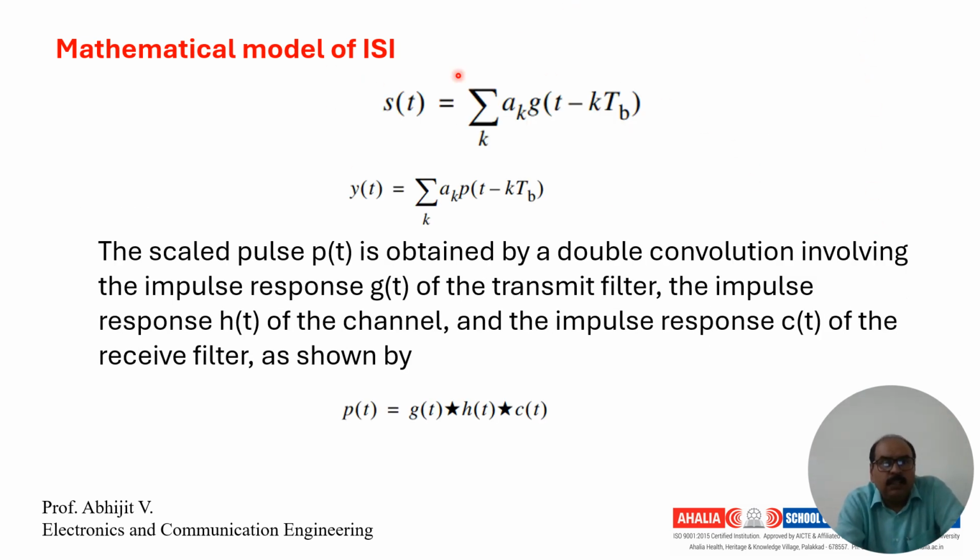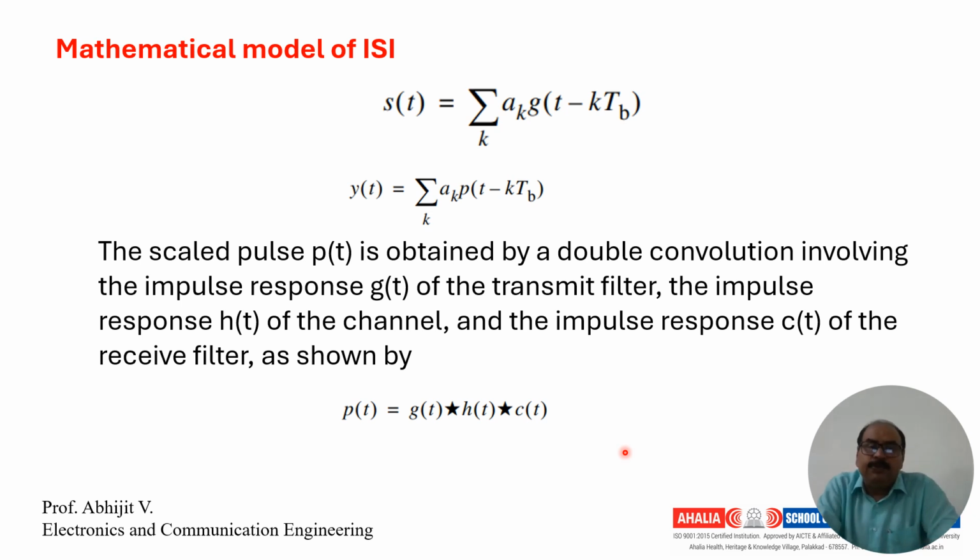So this is the input signal. Baseband we have already seen. S of t is equal to the summation over k of a_k times the transfer function of the transmit signal. The scaled pulse, after you have the pulse amplitude modulation here, is obtained by double convolution involving the impulse response g of t of the transmit filter, the impulse response h of t of the channel, and the impulse response c of t of the receive filter.